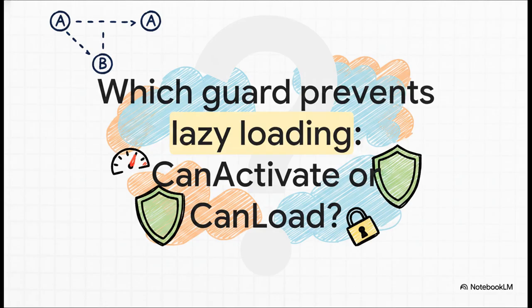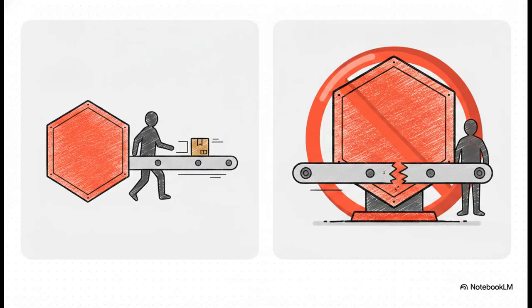Which route guard actually prevents lazy loading? CanActivate or CanLoad? This is a vital distinction. CanActivate stops an unauthorized user from accessing a component, sure, but the browser actually still downloads the module in the background. CanLoad, on the flip side, stops the entire NgModule from even being delivered. If your goal is to save bandwidth by not fetching unauthorized lazy-loaded modules, CanLoad is exactly the guard you need.